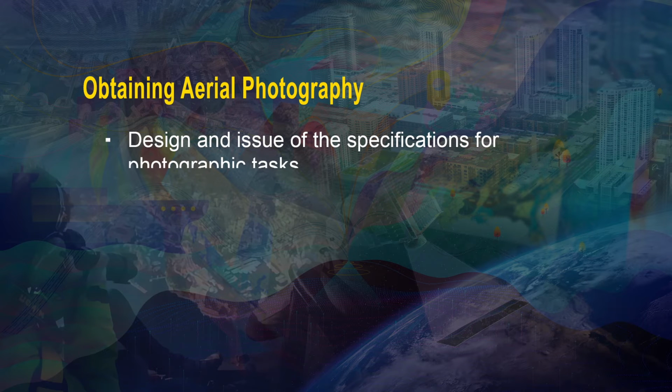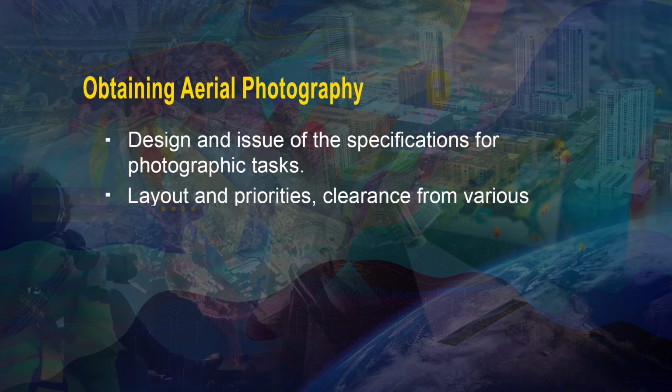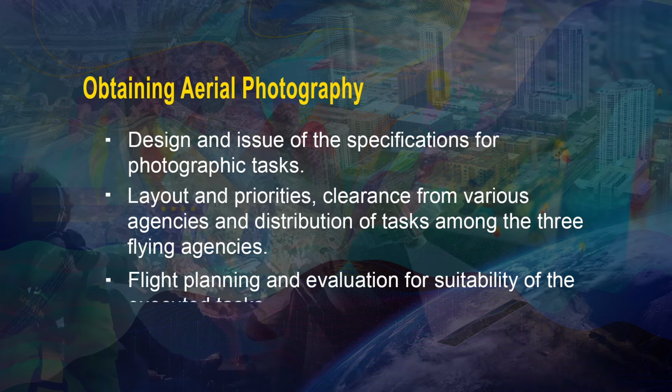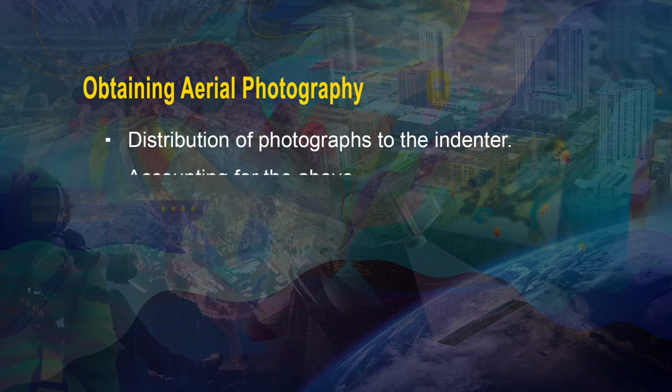The coordinating authority performs certain functions like design and issue of a specification for photographic task, layout and priorities, clearance from various agencies and distribution of tasks among the three flying agencies, flight planning and evaluation for suitability of executed task, distribution of photographs to the indentor, accounting for all the above.